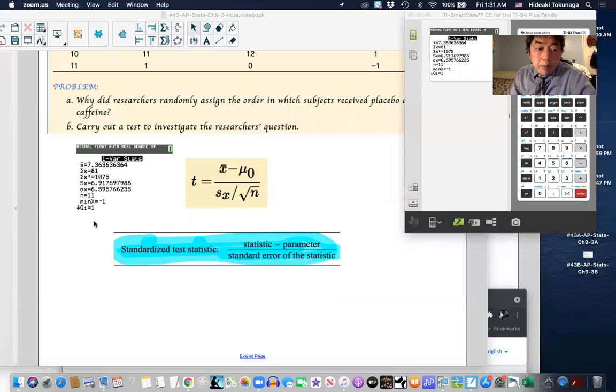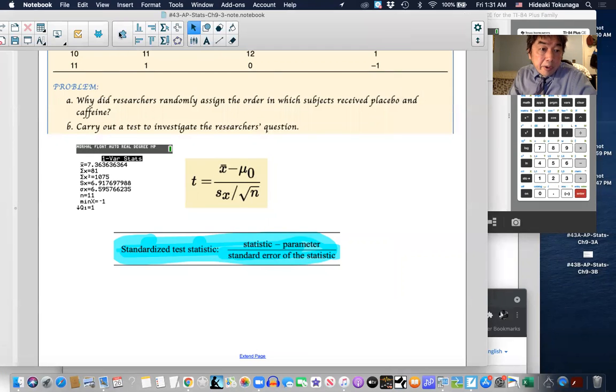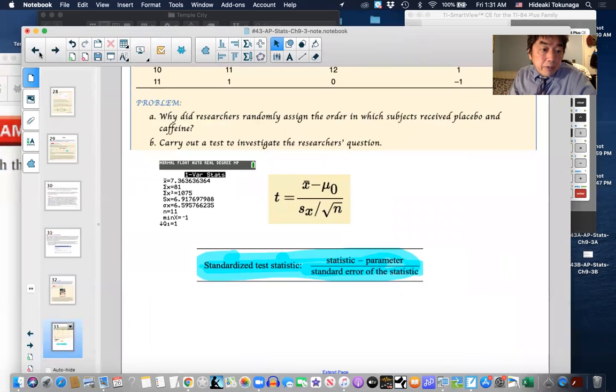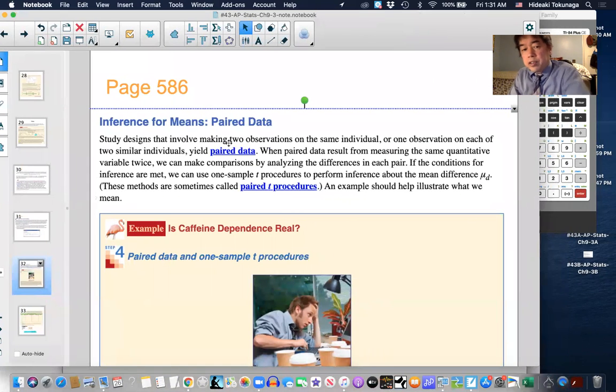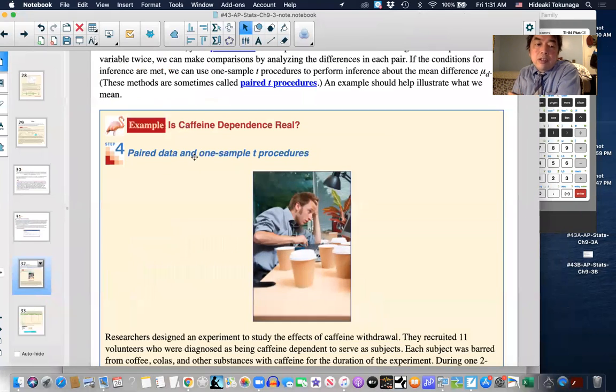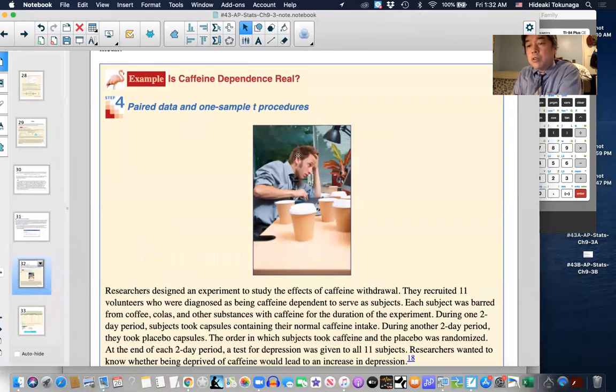All right, this is the second part of the video, so let's do it quickly. I did the little homework here, so you don't have to wait. Just go through this. If you can read this, you will understand what the paired data, paired t procedure is. This is called paired data and one sample t procedure. So still we treat it as a one sample t-test.